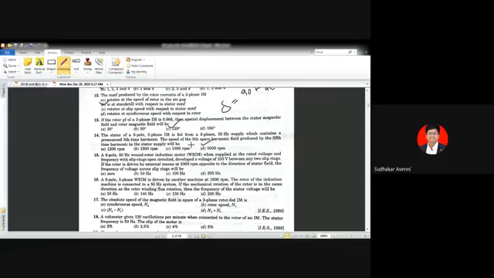But here, what is the harmonic pronounced? Fifth harmonic. Fifth harmonic means in Ns is equal to 120 F by P, instead of F we substitute 5F. So 120 into 5 into 50 by number of poles 6. Then we obtain speed is 5000 RPM.